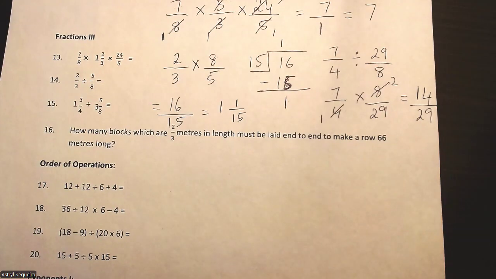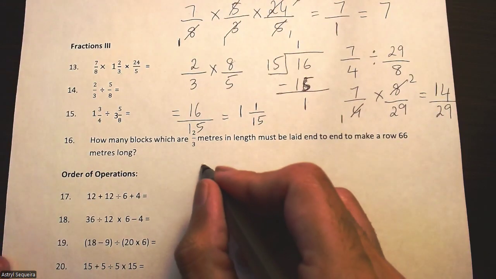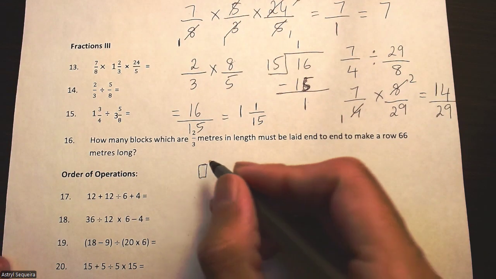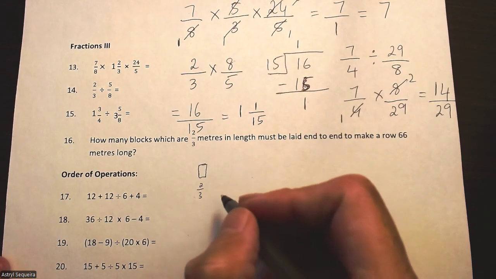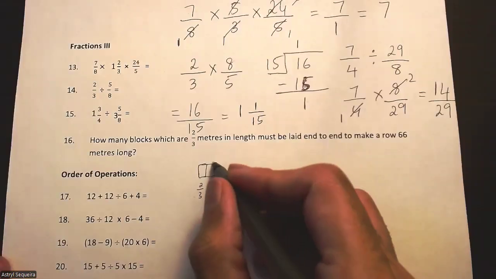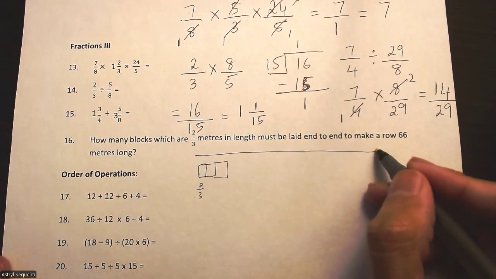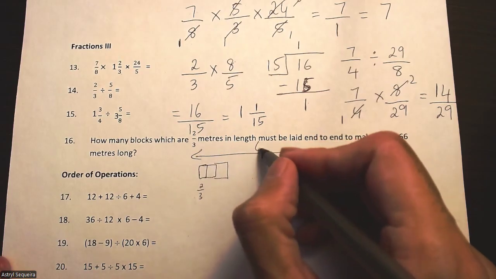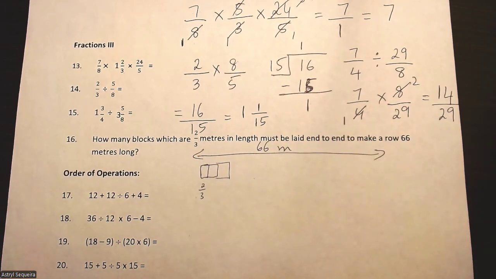Last question for this video, number 16. How many blocks, which are 2/3 meters in length, must be laid end to end to make a row 66 meters long? So it's a bit of a tricky question, but I have these blocks that are 2/3 meters, and I need to figure out how many of them I need to lay in total to have 66 meters in total.